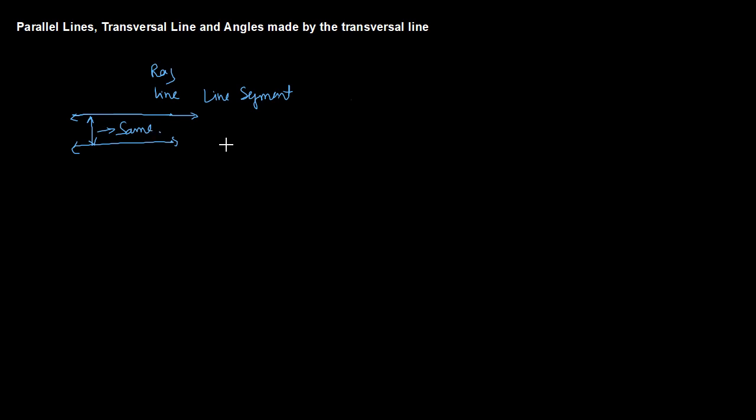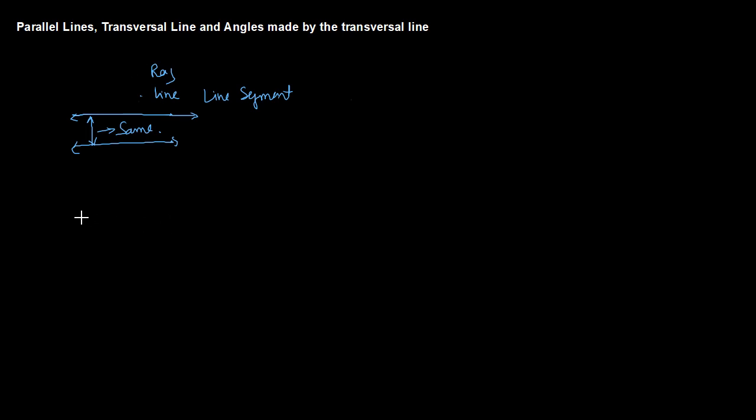So the condition for parallel lines is that two lines extended on either side will never intersect or meet at any point. Those lines are called parallel lines. If I'm talking about line segments, they are parallel line segments. If I'm talking about only lines, it's parallel lines, or otherwise parallel rays.